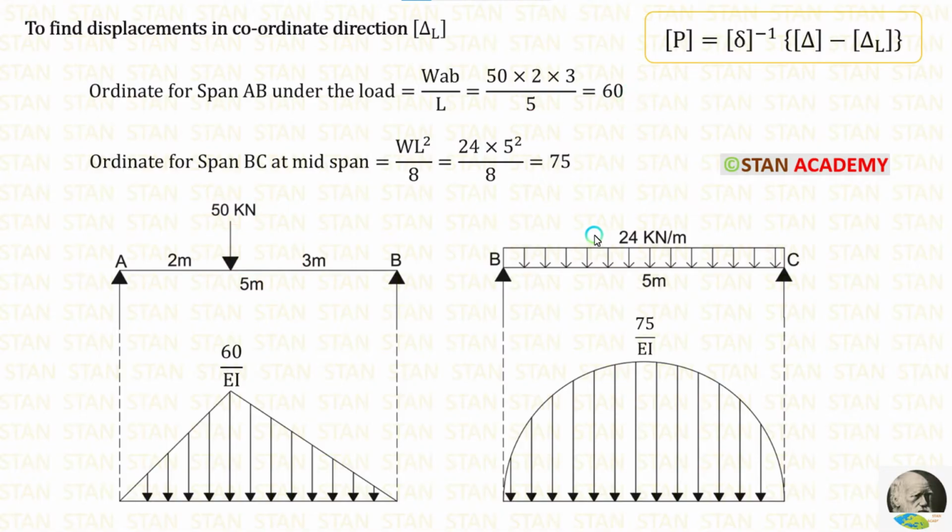If in the simply supported beam, UDL is acting for the full span, the formula for the maximum bending moment is WL square upon 8. Here W is 24, L is 5. When we apply the values inside the formula, we get 75. We know that in the conjugate beam, we have to divide the bending moment by EI.